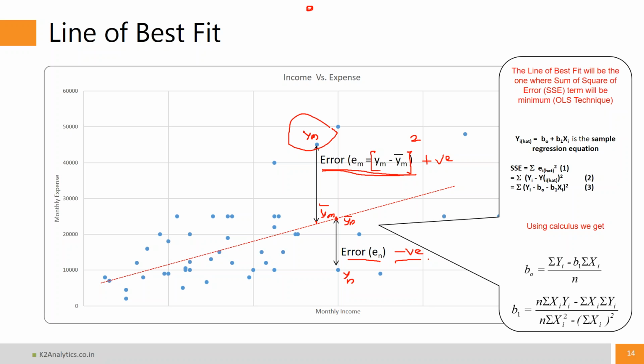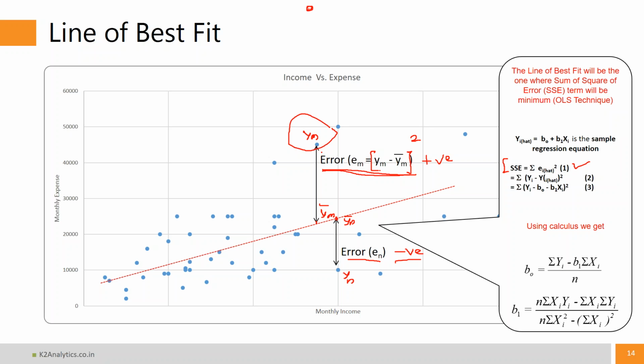Okay, we will not go into deep calculus. We are definitely not going to go into deep calculus. Now, this SSE is equal to the summation of error squares, and this error square is yi minus yi hat squared.